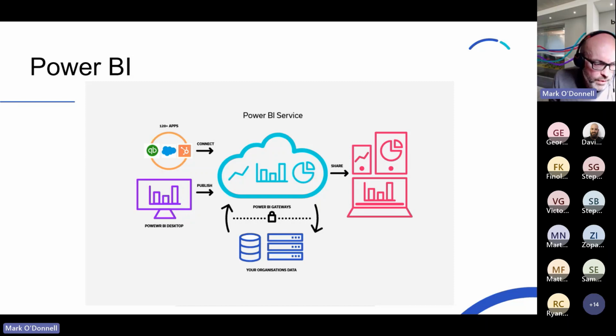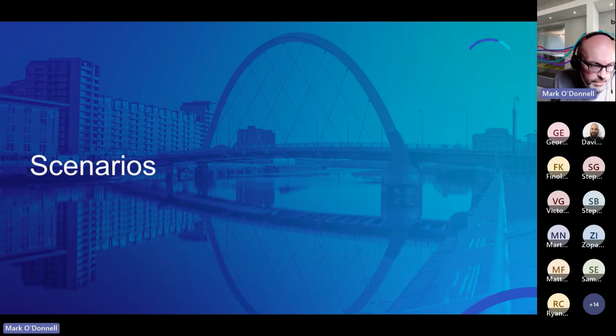Okay, so that's the three tools I was talking about. All that's really left now is to talk about a couple of scenarios and how they might be deployed, using some of the things we've talked about today, I guess.